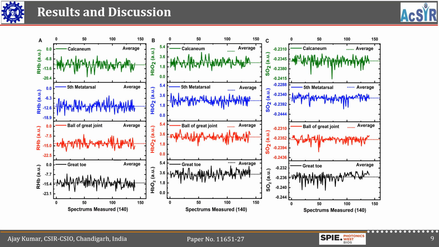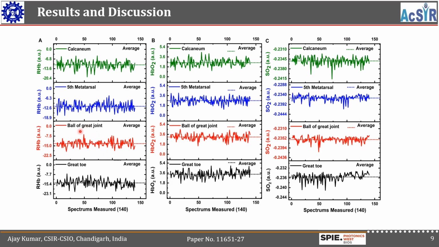This is the comparative stack plot of localized volume fraction of reduced hemoglobin, oxyhemoglobin, and oxygen saturation in arbitrary units calculated from the measured diffuse reflectance from great toe, ball of great joint, fifth metatarsal, and calcaneum of the foot sole of subject 1. As you can see from figure A and figure B, the volume fractions of reduced hemoglobin and oxyhemoglobin on each site follow the relative trend.